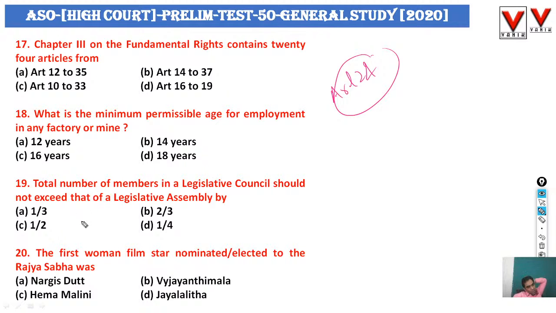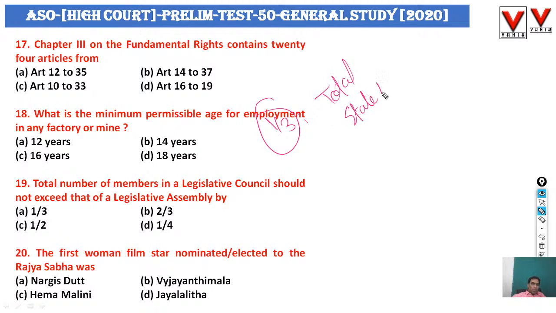Then we are going to discuss the 19th question, and that is the total number of members of the legislative council should not exceed more than the legislative assembly by one third. Total, that means maximum. Then we talk about the legislature, the state legislature.